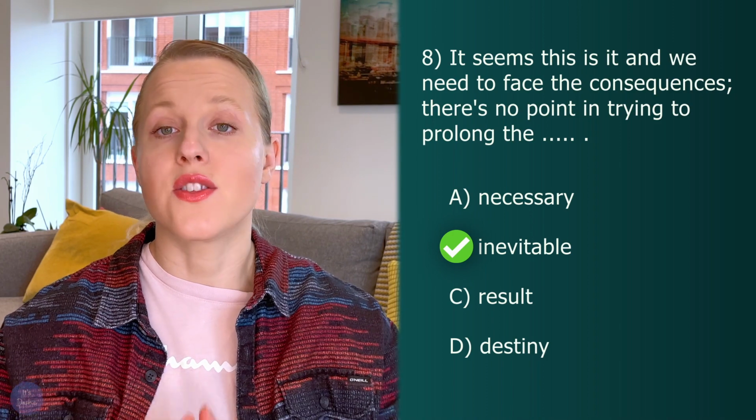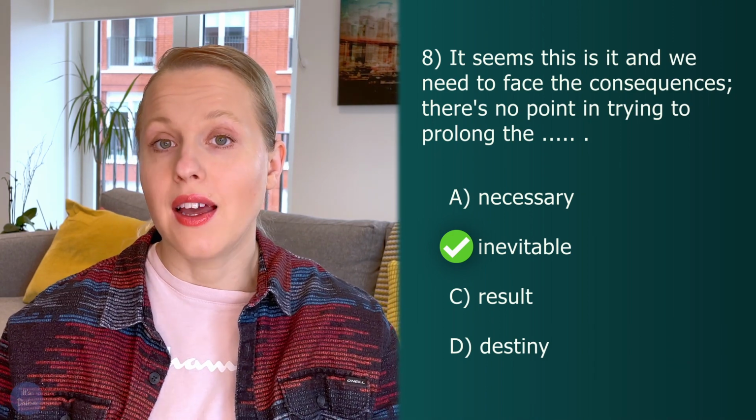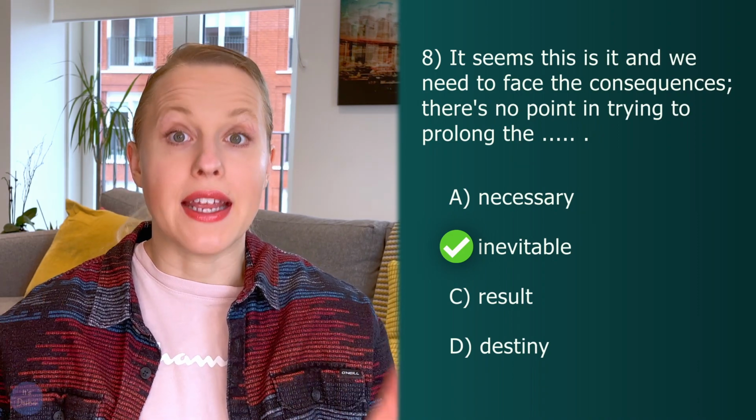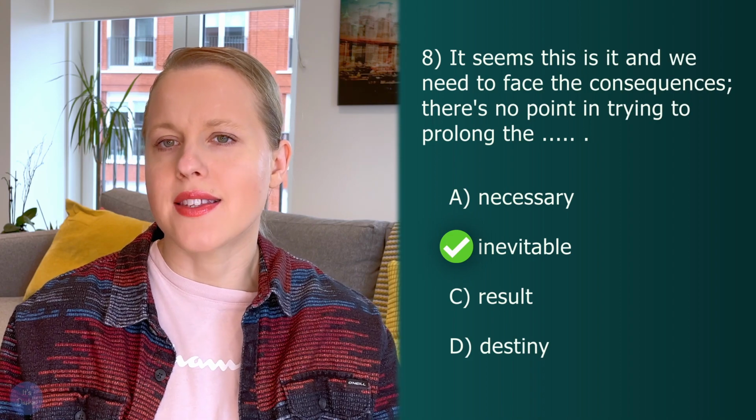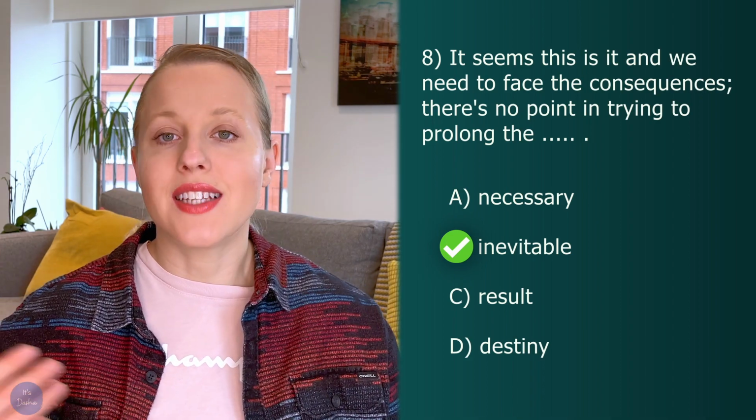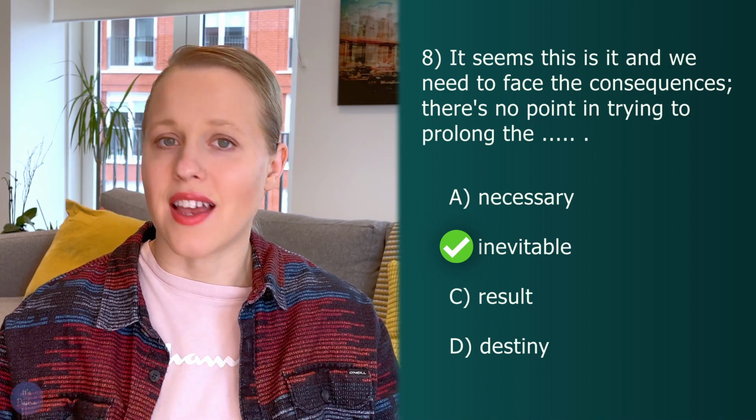In this sentence, we're trying to say that certain consequences are to follow, and these consequences are inevitable, meaning they're going to happen anyway. They're not necessary because they don't have to happen, but they will happen naturally. Result and destiny would also sound awkward in the sentence and wouldn't make sense. So inevitable it is. We are almost there, guys, with number 9.